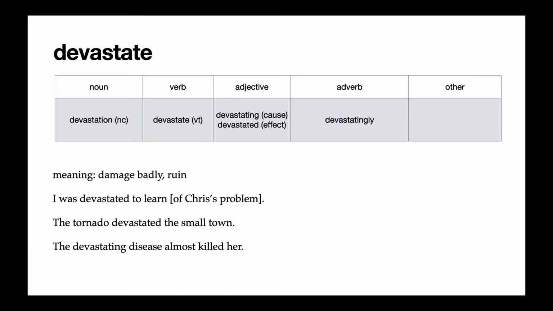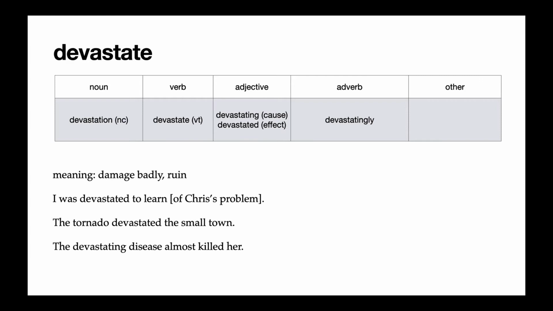Our next word is devastate. Devastate is a transitive verb that means to damage something very badly or to ruin it completely. So in the story, I said I was devastated to learn of Chris's problem. That means I was emotionally damaged. It really hurt me. I felt so sad and so upset.